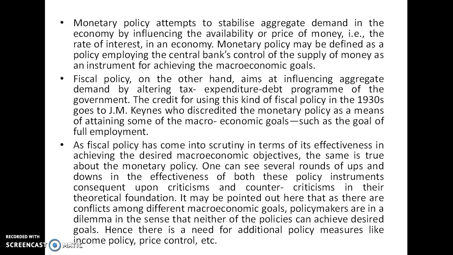Fiscal policy, on the other hand, aims at influencing the aggregate demand by altering the tax, expenditure and debt program of the government. The credit for using this kind of fiscal policy in the 1930s goes to John Keynes, who discredited monetary policy as a means of attaining some of the macroeconomic goals, such as the goal of full employment. The fiscal policy has come under scrutiny in terms of its effectiveness in achieving the desired macroeconomic objectives. The same is true of monetary policy.